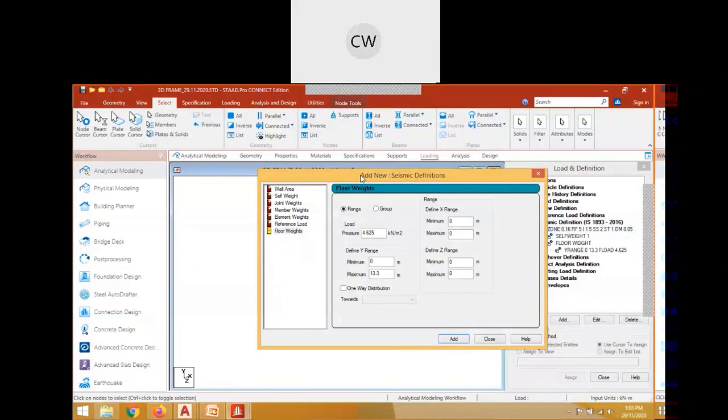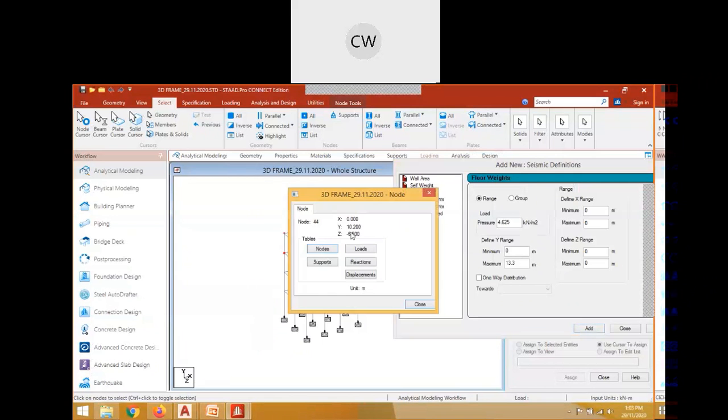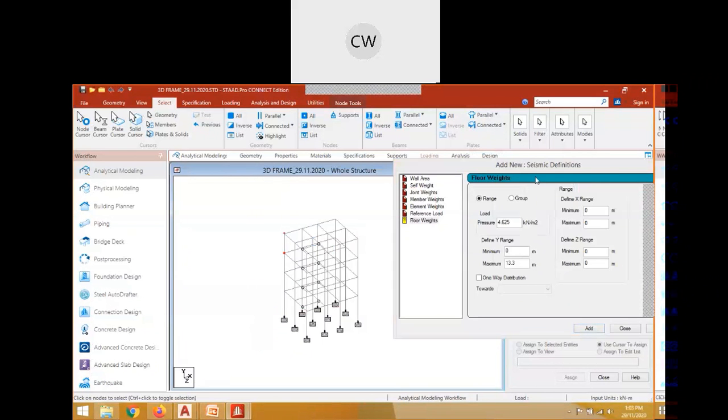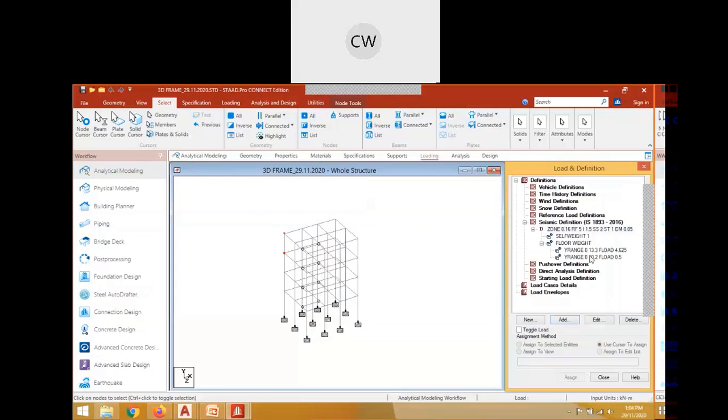That is 25%, because the live load intensity is less than 3. And that is in the Y range up to this only. So I will check the coordinates of this point. It is 10.2 meters. So I will generate the live load up to 10.2 meter only. From 0 to 10.2, the live load intensity is 0.5. Say add. So these two loads are added in the structure as seismic weight, and then self weight is added.